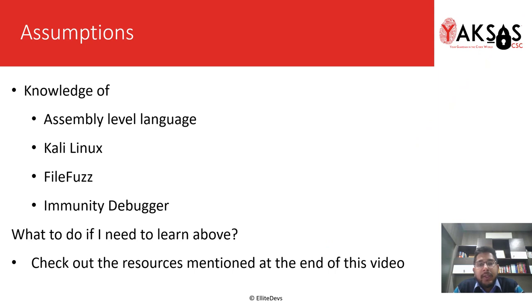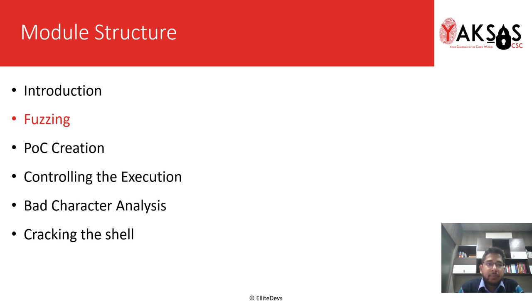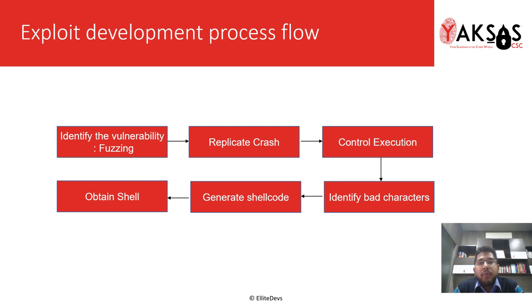So these are the few software that I'm assuming that you as a learner have a basic knowledge of. If you don't, please check out the resources at the end of the video. They will help you in learning further about these software or learning them from scratch. So this is the module structure. We are on the second part, that is fuzzing. Before I move forward, I would like to discuss in brief the exploit development process flow with you.